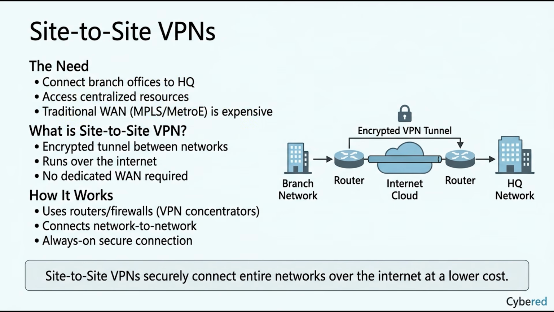A more cost-effective alternative is to implement a site-to-site VPN. A site-to-site VPN creates a secure, encrypted tunnel between two networks over the internet. Since both locations already have internet connectivity, no additional WAN services are required. Each site typically uses a VPN concentrator, such as a router or firewall, to establish and manage the VPN tunnel.